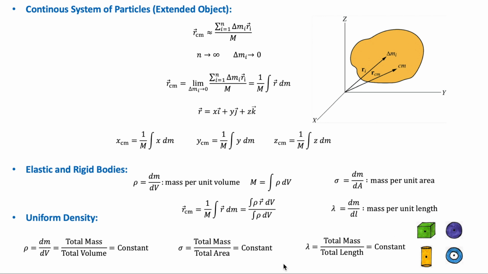Also, the center of mass of any homogeneous symmetric object is at its geometrical center, and it is not necessarily located within the object. So these are some examples of a cube, a cylinder, a sphere, and a donut.